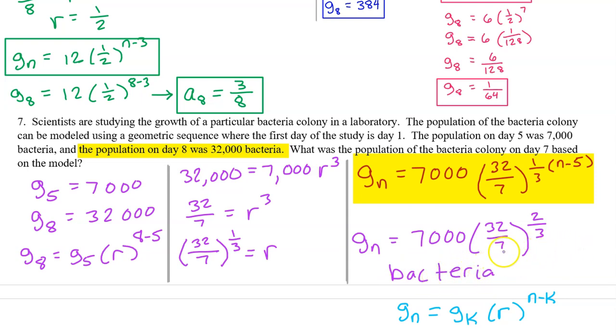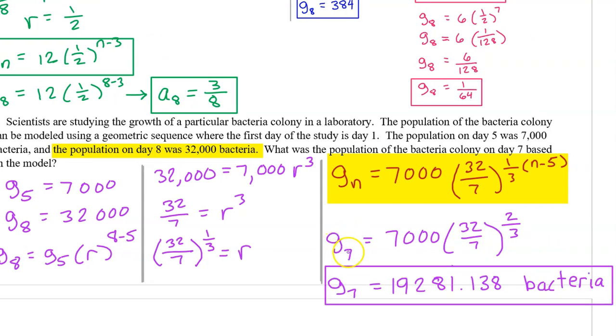If you do have a calculator, you can type it in. By the way, since we are representing the population on day 7, we should write G7 instead of Gn at this point. So the population on day 7 is 19,281.138 bacteria. You would probably round that to the nearest whole number if the directions said so.